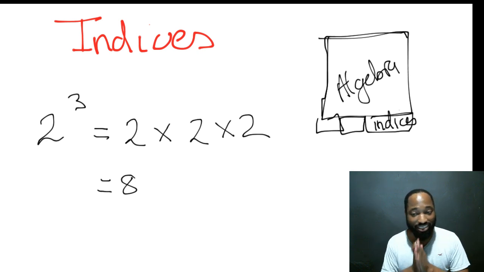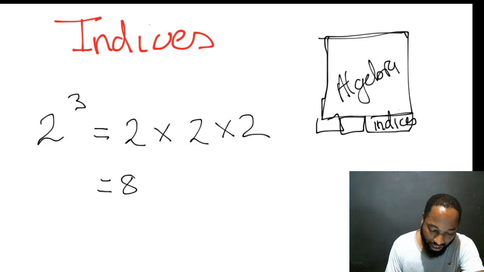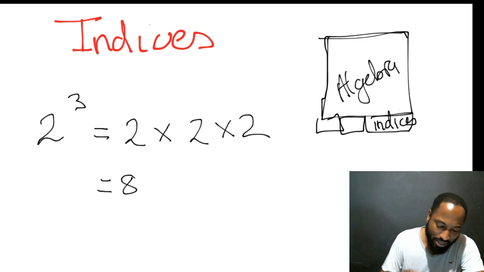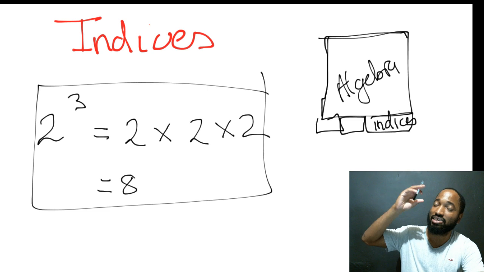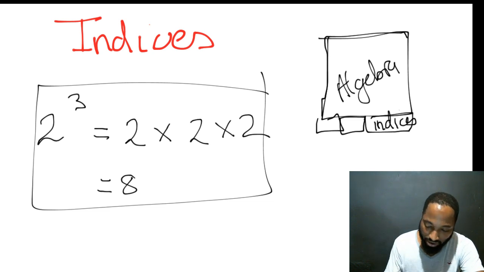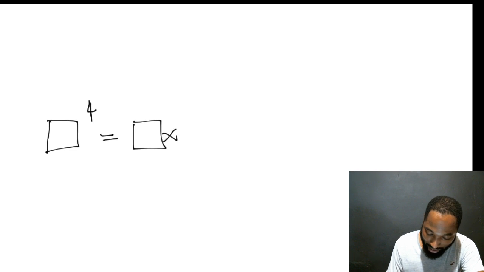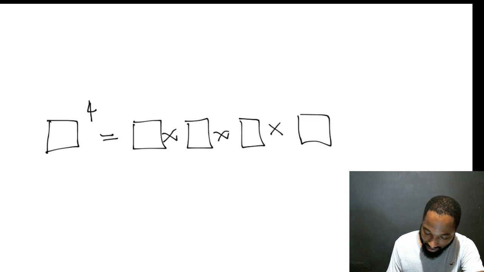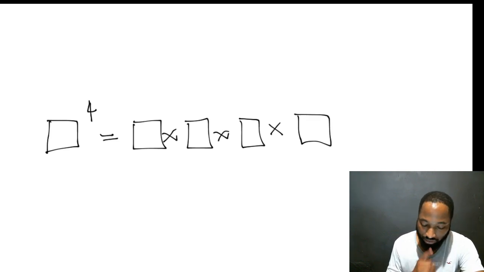So make sure you understand, ask questions, stop me if you need to stop me in this, right? Now, this is the basics of indices here. You put a number up there and it tells us how many times to multiply the number down there. Let me show you what I mean. If I put a box here and I put a number up here like 4, it means this box needs to multiply by itself 4 times. Straightforward enough. Understand the concept really good.